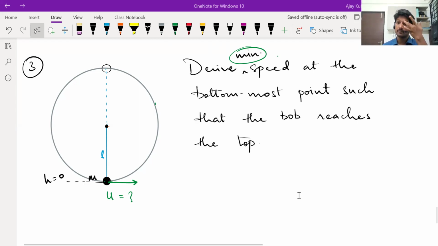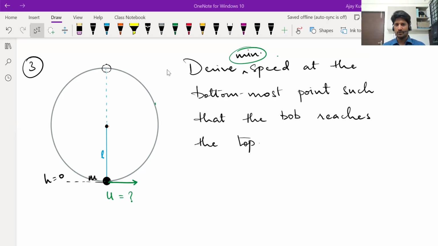Rishi? Sir, so the height will be 2L. Okay, and then... Why did you consider the height? What method do you want to apply? I'm not sure, sir. I'm actually confused as to how to approach this. What are the different approaches that you can take? Sir, one is the work energy theorem or the mechanical energy conservation.